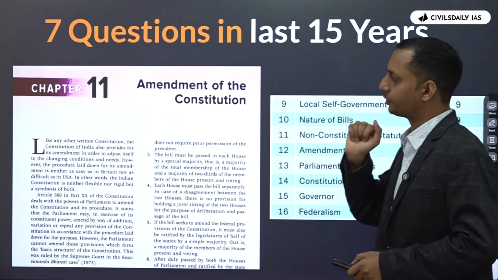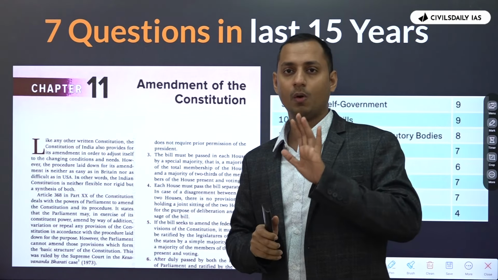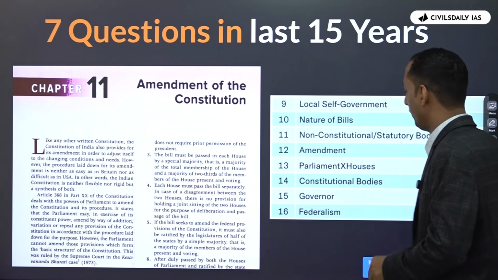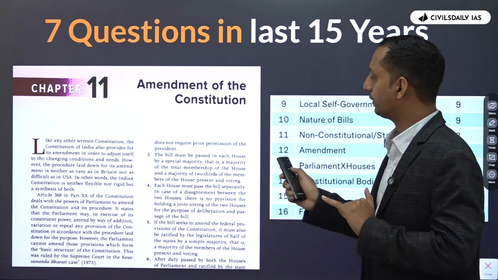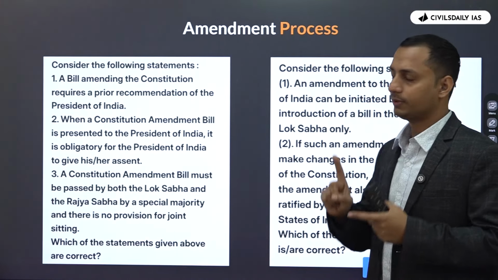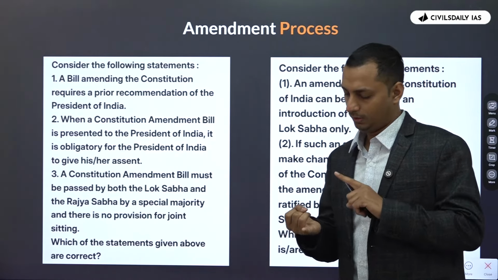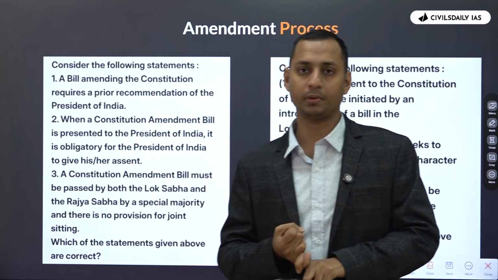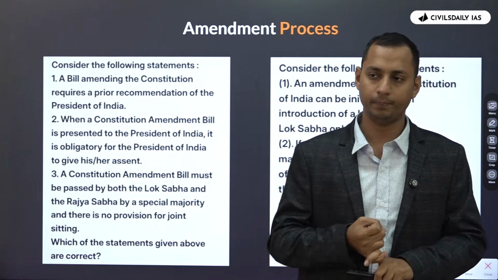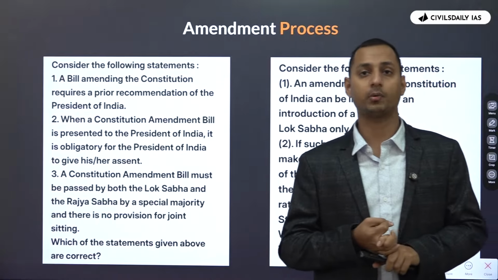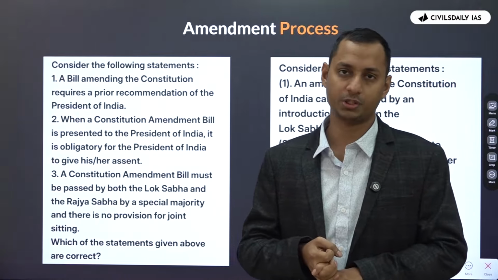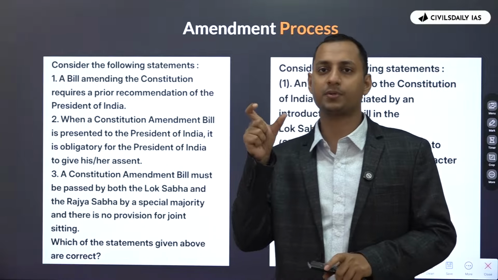Now, moving on to chapter 11, amendment of the Constitution. Very, very important, as you can see here. 7 questions have come in the last 15 years. Now, what are the important areas to focus on? First of all, the amendment process. Which are the areas which require simple majority? For example, Article 2 and 3. And which areas require special majority? Which require special majority with half of the ratification of the states? And the amendment procedures as well.